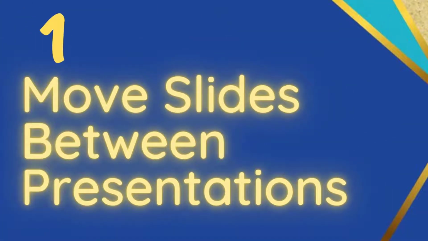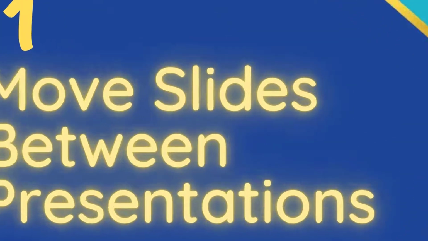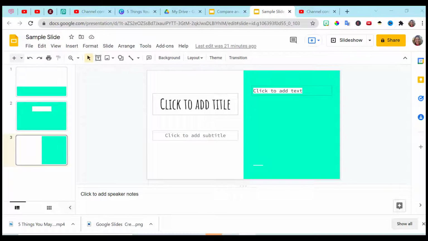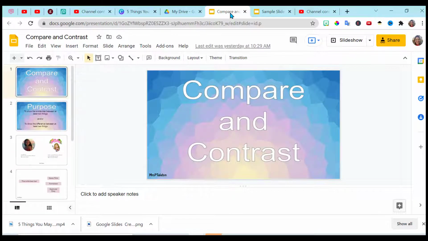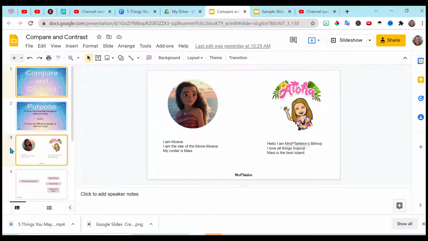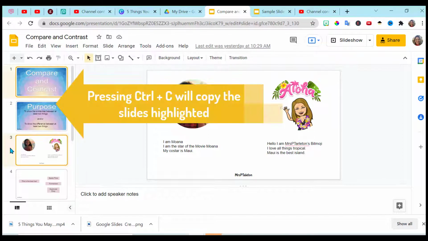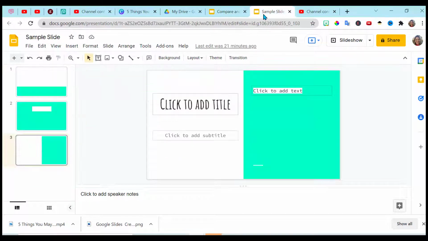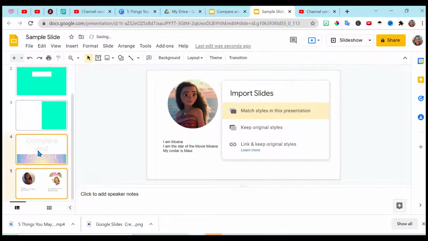First up, moving slides between presentations. So here we have my sample slide deck with these 3 slides, and I know I have a couple slides on my compare and contrast slides that I want to bring over here. So if I open that up, if I highlight, press Control, and I'm going to take this one as well. So I'm going to take those 2 slides, the first and the third, Control C, go back over to my sample slide. Notice this last one's highlighted, so when I press Control V, they'll show up right below that.